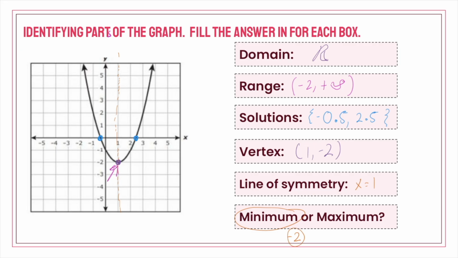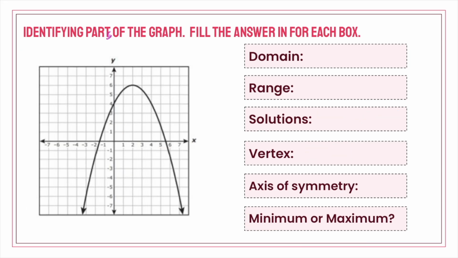All right, now let's take a look at the next example. So here we have another parabola where we're going to be identifying all of the parts. We're going to start with our domain, and in this case, again, we can see that it's going out to the right as far as it can and out to the left as far as it can. Even though it's upside down, it's still going out to the right and left as far as it possibly can. So in this case, again, we're going to have all real numbers as our domain.